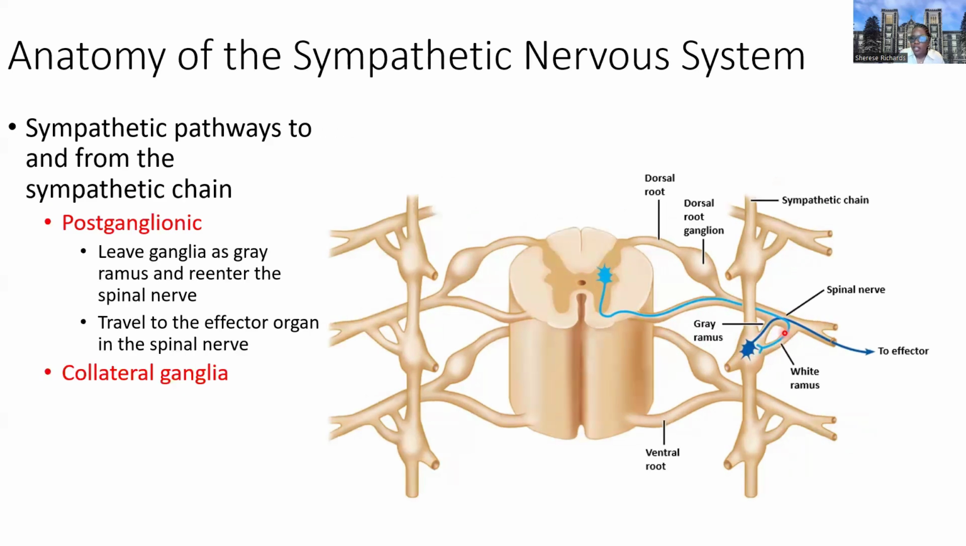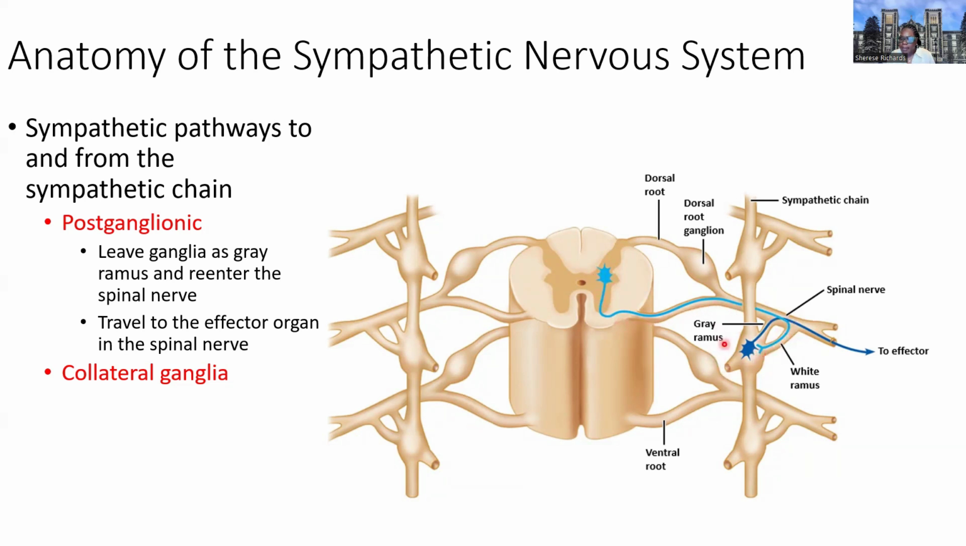When we compare that to the postganglionic neuron, the postganglionic neuron arises at the synapse. This is the darker blue neuron here. And this is going to leave as a white ramus fiber and re-enter the spinal cord. Okay, excuse me, I think I mixed that up, sorry. Let me correct myself. So they arise as a white ramus fiber in lighter blue.